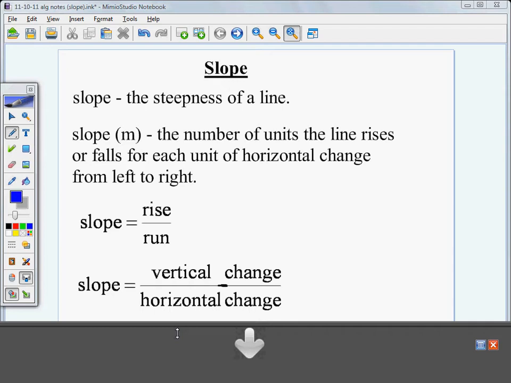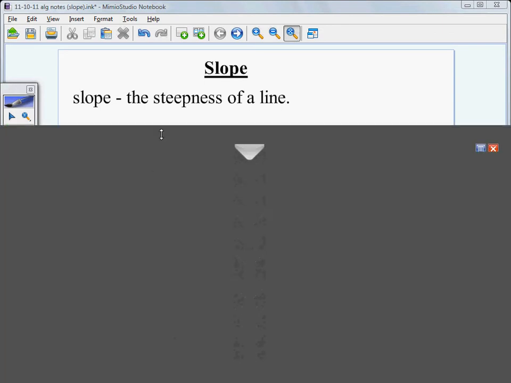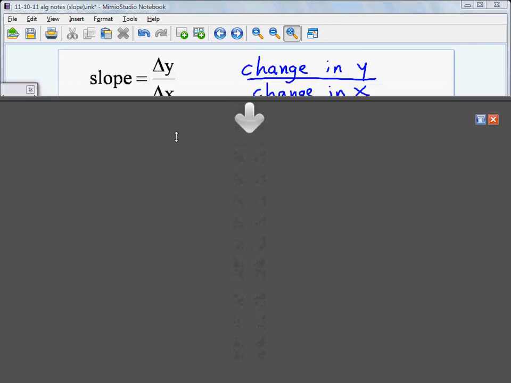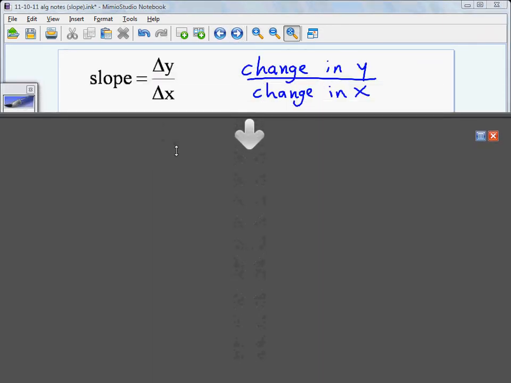Now when you have a coordinate plane, the vertical axis is the y-axis and the horizontal axis is the x-axis. So slope is sometimes referred to as the change in y over the change in x. And that little triangle in front of the y and the x are Greek letter deltas, delta y over delta x. It refers to the change in y over the change in x, just a shorthand way to write that.